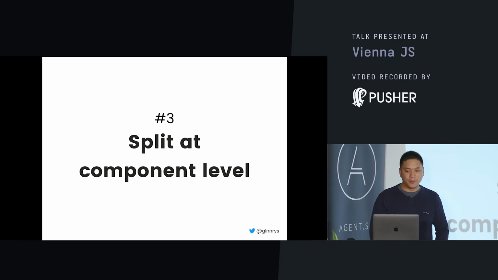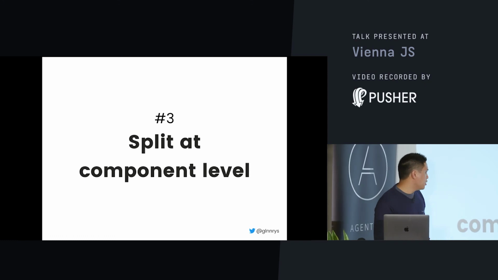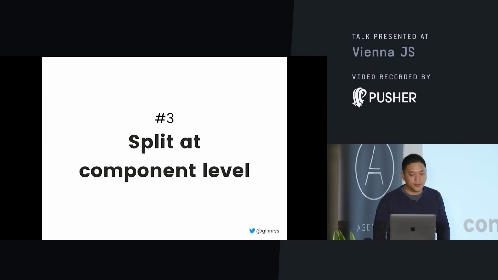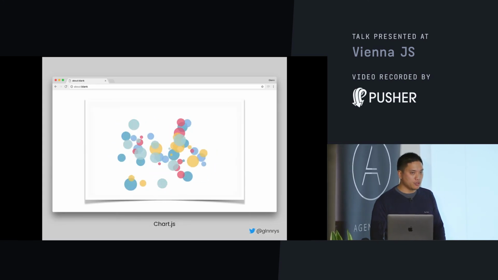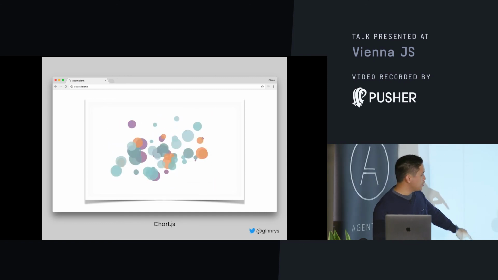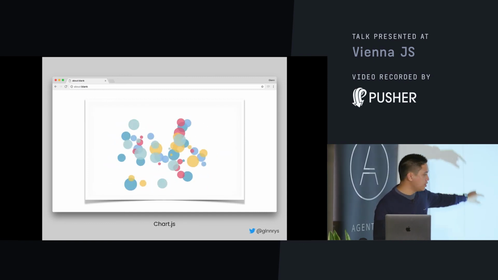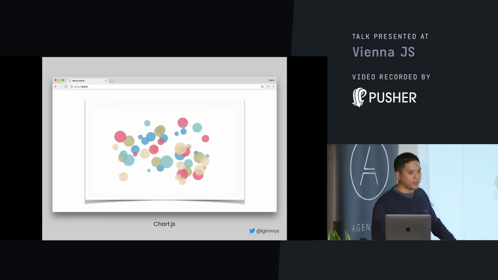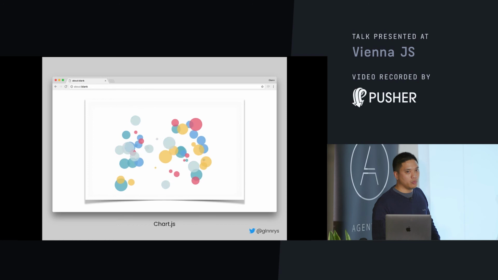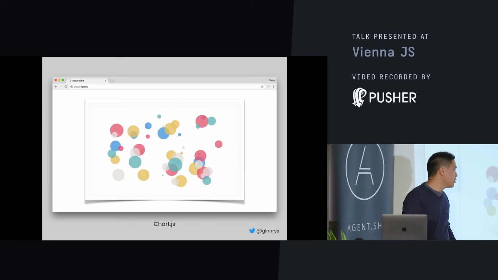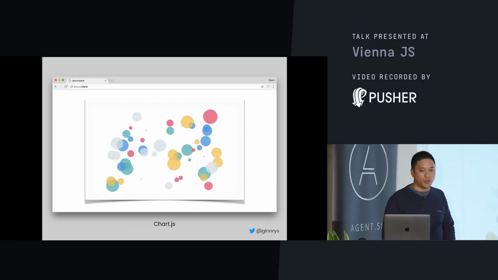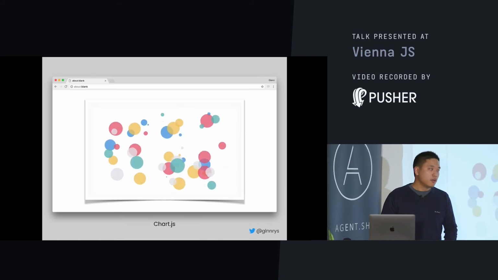And the third thing is, after splitting vendor code from your app code and then further down, splitting your code at the route level, consider splitting your code further down at component level. So what does this mean? Imagine you have this huge chart, but imagine it's still not in this view. Imagine it is somewhere not in the viewport. And what you want is to load this chart as you scroll in.